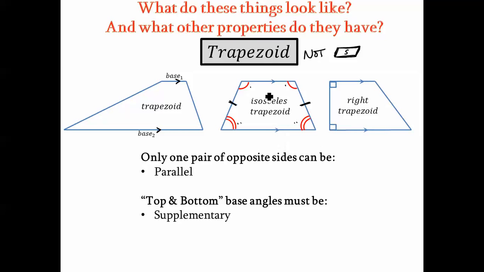And you'll notice again that since it's kind of like a transversal that goes here, we've got top and bottom base angles that add up to 180. They're supplementary. Sometimes you'll see a right trapezoid as well. If you're a right trapezoid, you've got these two right angles in here, and you've got one obtuse angle, and you've got one acute angle.